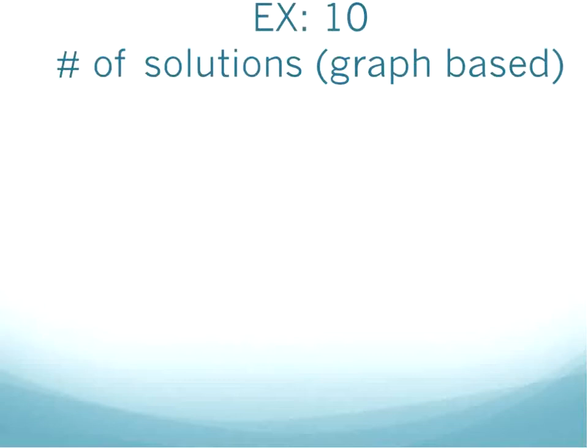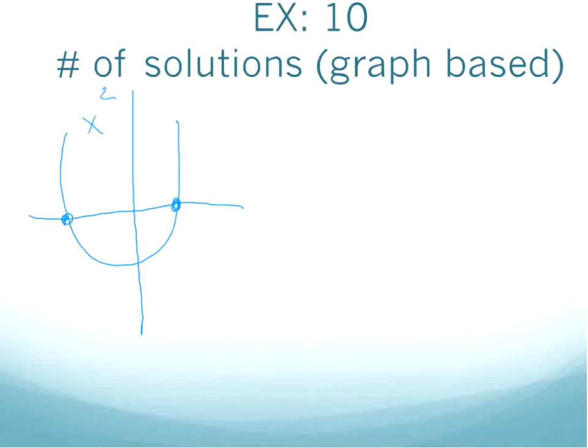Okay, now we just talked about how to know how many solutions you have, but let me throw this at you. Sometimes when your graph crosses like this would be 2 solutions. This is an x squared graph. Everybody still with me?